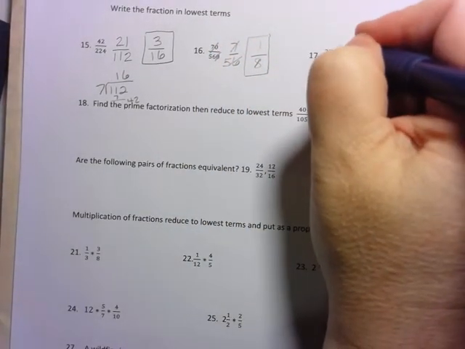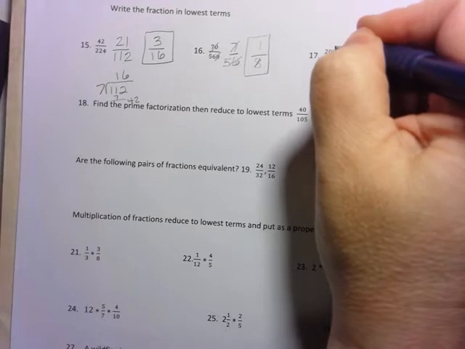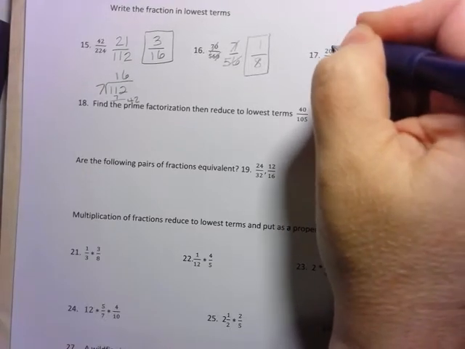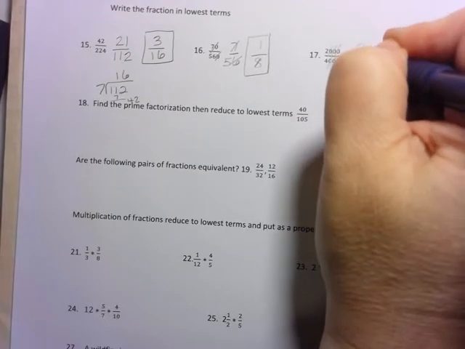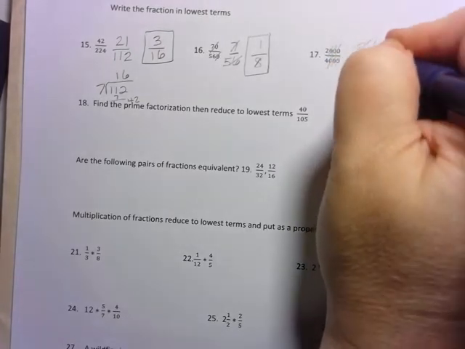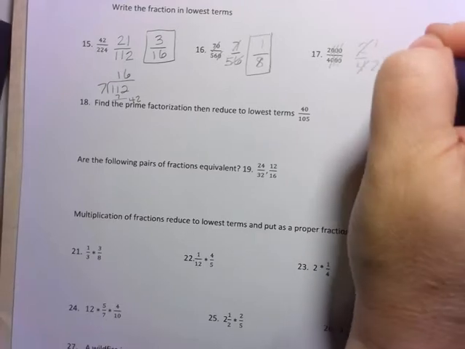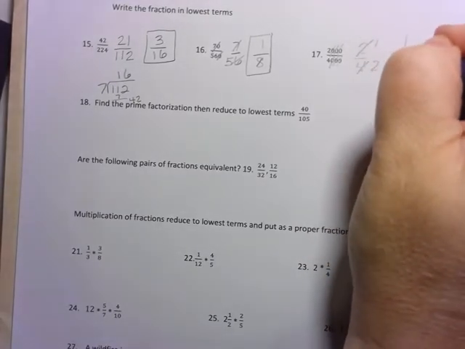For my zeros, for every 0 in the numerator, I can cancel out a 0 in the denominator. So I'm left with 2 over 4. 2 goes into 2 once, 2 goes into 4 twice. So my lowest term is 1/2.